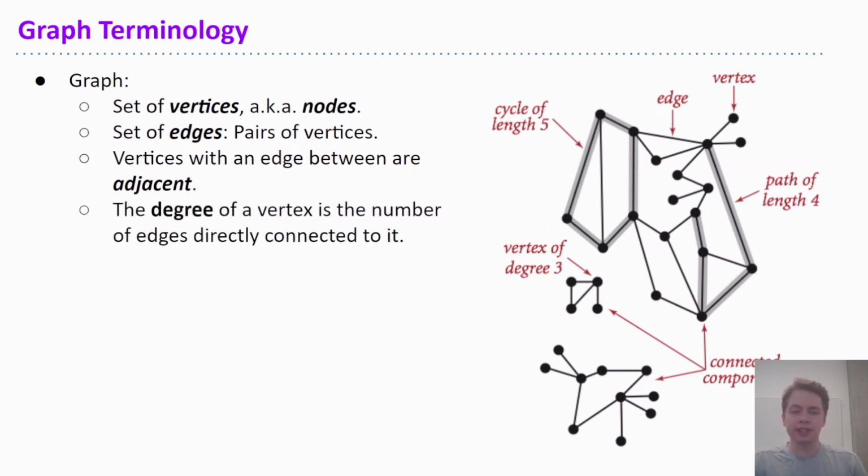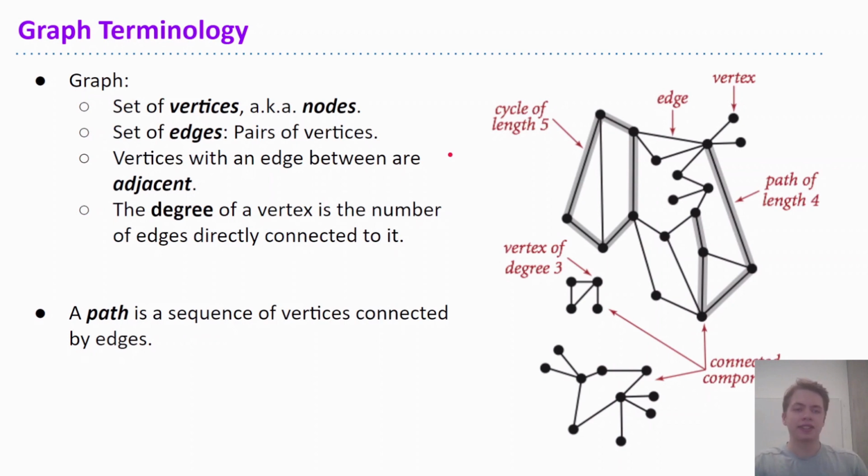The degree of a vertex is the number of edges that are directly connected to that vertex. So if you're looking at this vertex right here, the degree of this vertex would be 1, 2, 3, because there are 3 edges coming into or out of this vertex.